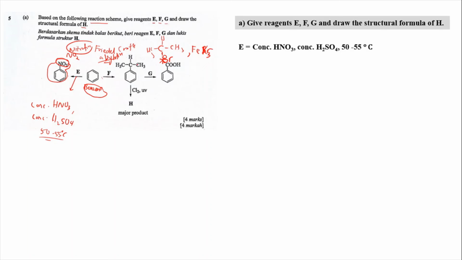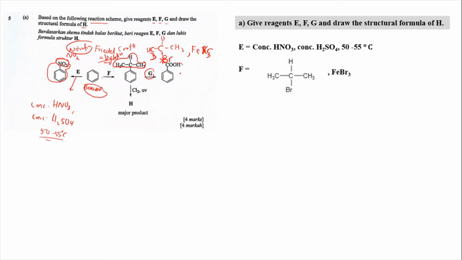So it's going to be CH3. So for F, my reagent is going to be CH3CHBrCH3, which is 2-bromopropane, together with FeBr3 as a catalyst. Okay, now for G, we have our side chain here.